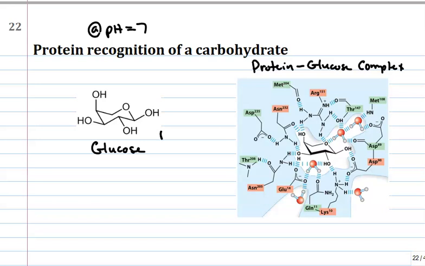Glucose will not be charged because you have molecular literacy. You know that these hydroxyl groups are ionizable, I'm with you, but their pKa's, you know, are probably like 13 to 16 or something. So at pH 7, they're not going to be charged. So we're really probably talking about hydrogen bonding between glucose and the protein.